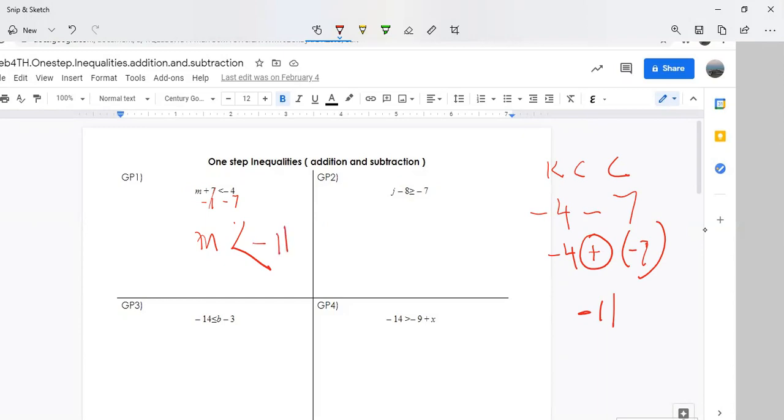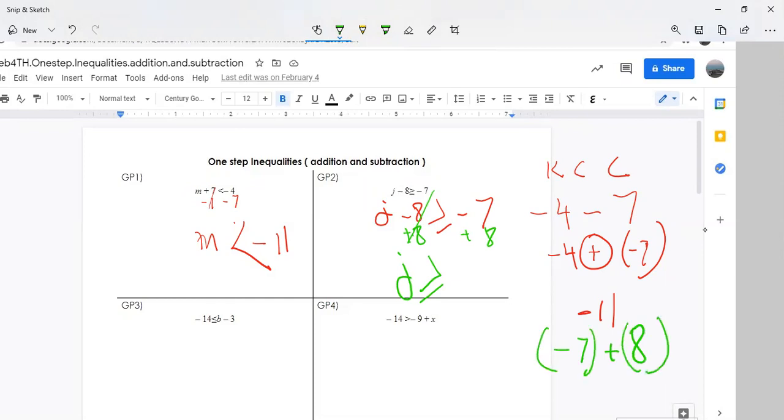Okay, let's do number 2. Isolate the j again. Let me write it bigger. J minus 8 greater than or equal to -7. I need the j to be by itself, so I need to add 8 to both sides. The opposite of subtracting 8 is adding 8 to both sides. Here it cancels. I'm left with j greater than or equal to, and again, what's -7 plus 8?